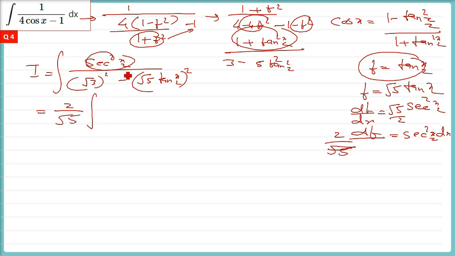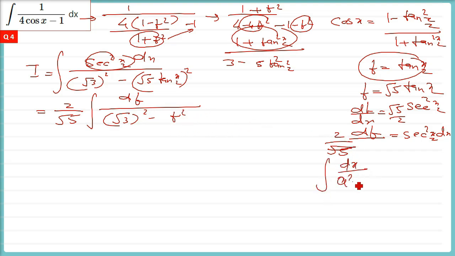So integration, so sec square x by 2 dx we have written now by placing 2 by root 5 into dt. Root 3 whole square minus t square. Now we have a direct result. You know already the result. Dx by a square minus x square, and that will give you 1 by 2a log, ln, basically log base e. And since it is a square minus x square, there will be a subtle change. It will be a plus x by a minus x. So ln and log base e are same. So you can just write ln or log base e.